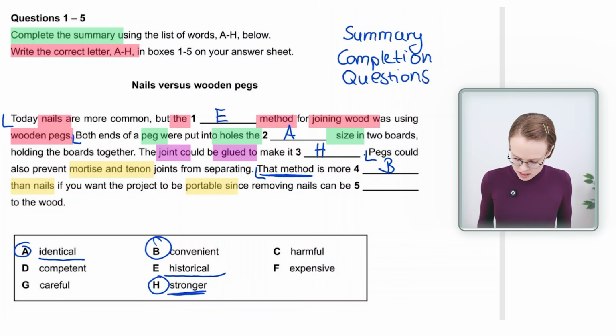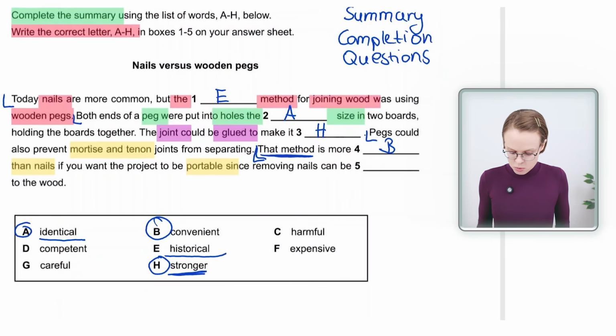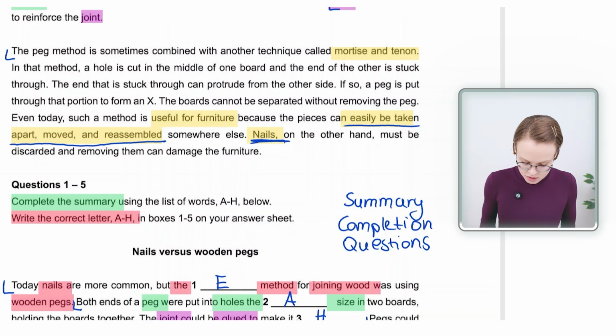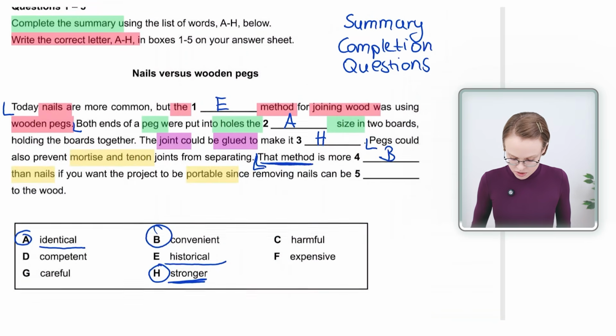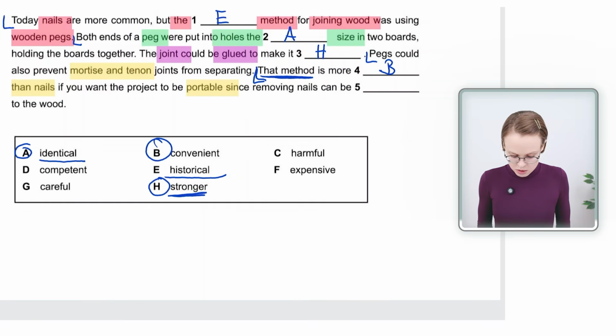Finally, let's check out question number 5. We read this sentence again. That method is more convenient than nails if you want the project to be portable, since removing nails can be something to the wood. So what does it say about nails here, guys? Nails, on the other hand, must be discarded, and removing them can damage the furniture. So removing nails damages the furniture. Removing nails can be something to the wood. Which word fits here? Let's have a look at our box.